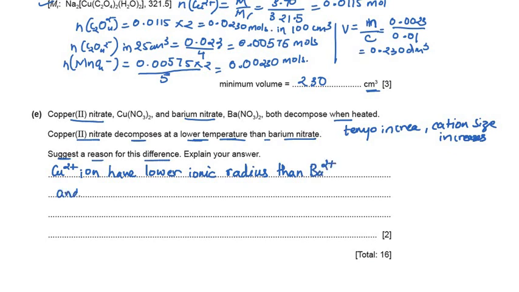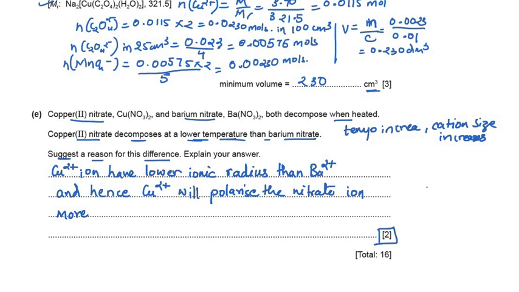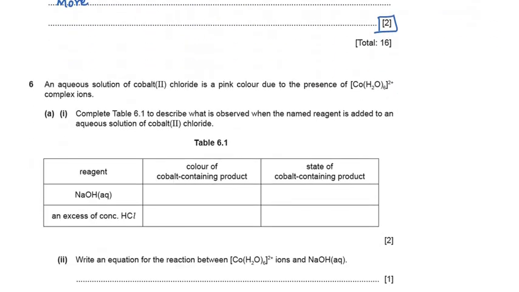And hence, as the copper ion is smaller, the copper ion will polarize the nitrate ion more, and hence the decomposition temperature is lower, which I am not writing here, but you can elaborate it and write it. But as it carries 2 marks, these are the 2 important points you need to mention. So here our question 5 ends. Let's go ahead with question 6.